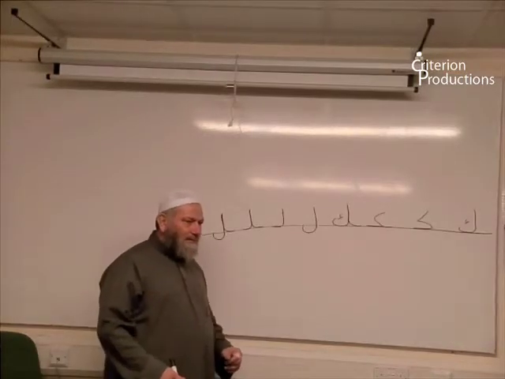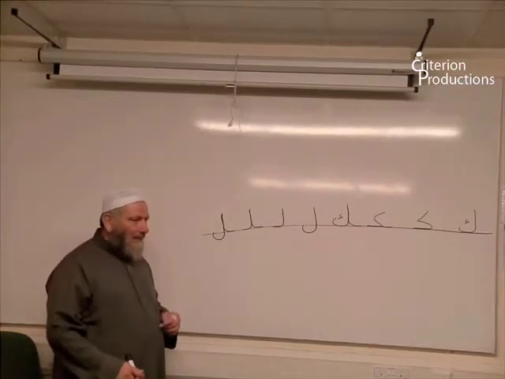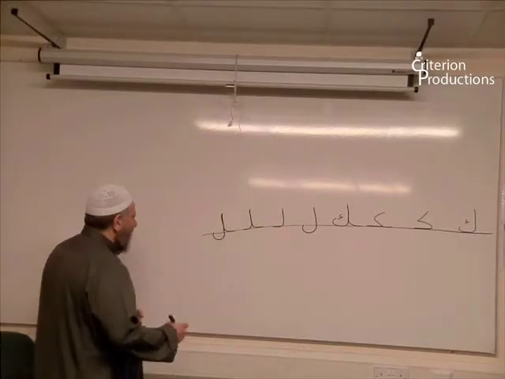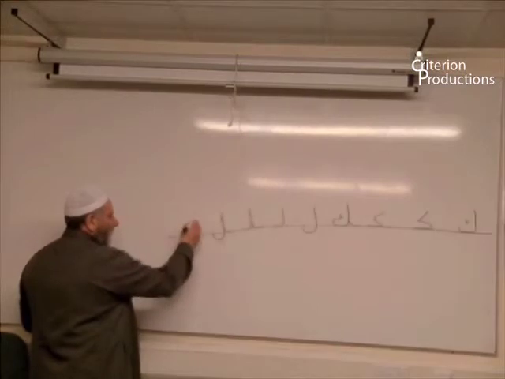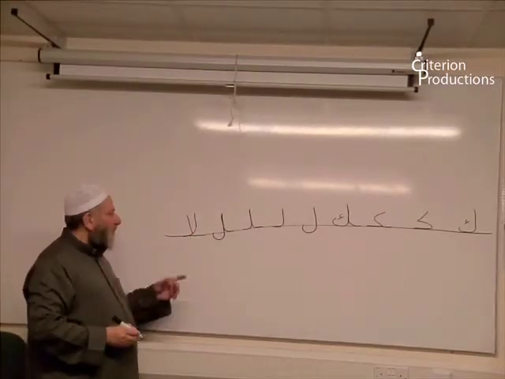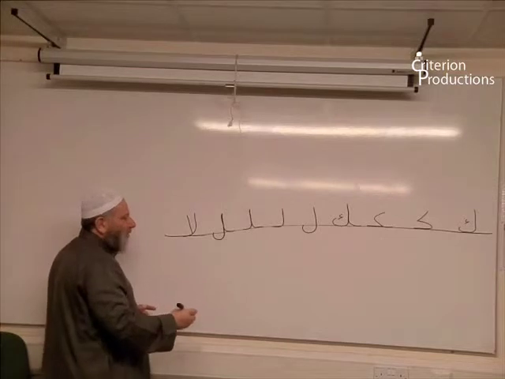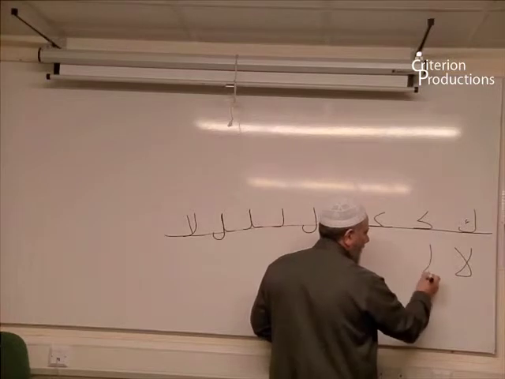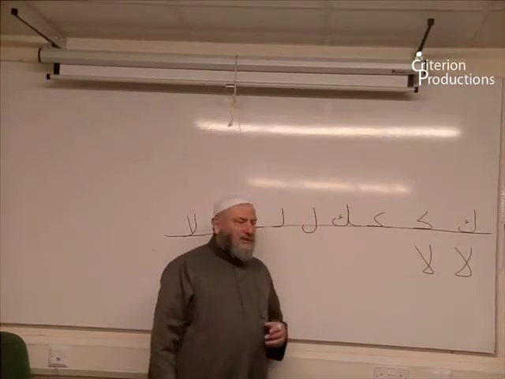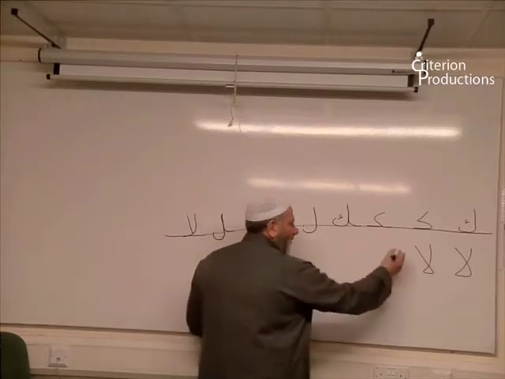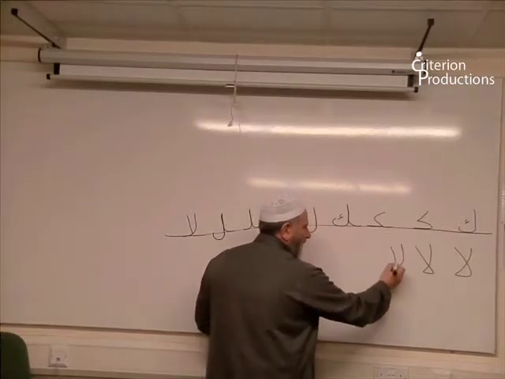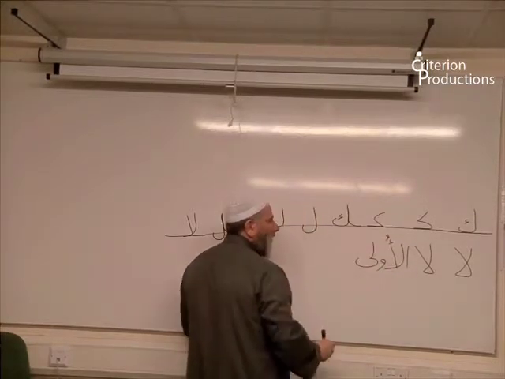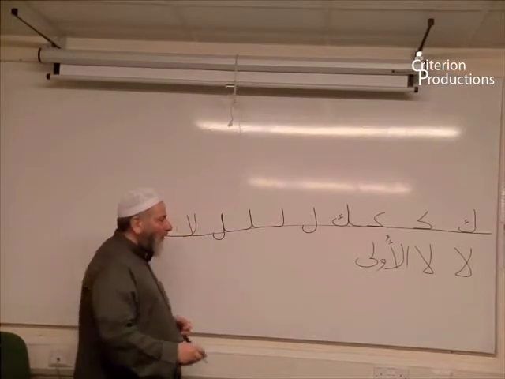Is there a slight variation when lam is joined to alif? For example, when you write al-ula. That's lam alif. When it is lam alif, it will be like this. Some people do it like this. So both of them are right, or like this. So like al-ula.